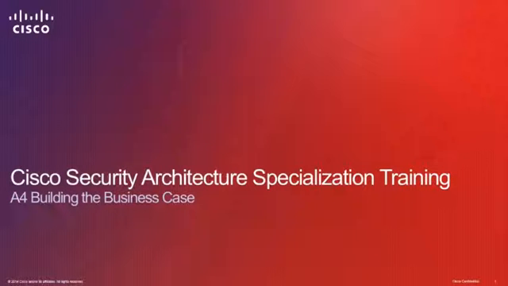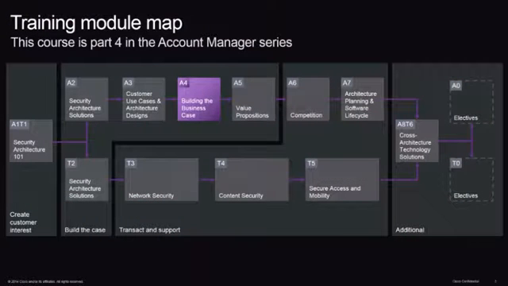Welcome to the Cisco Security Architecture Specialization Training, A4, Building the Business Case. This is Module 4 of Cisco Security Architecture Specialization Training for Account Managers. Before beginning this module, please make sure that you have completed A1 through A3, which provide foundational information.